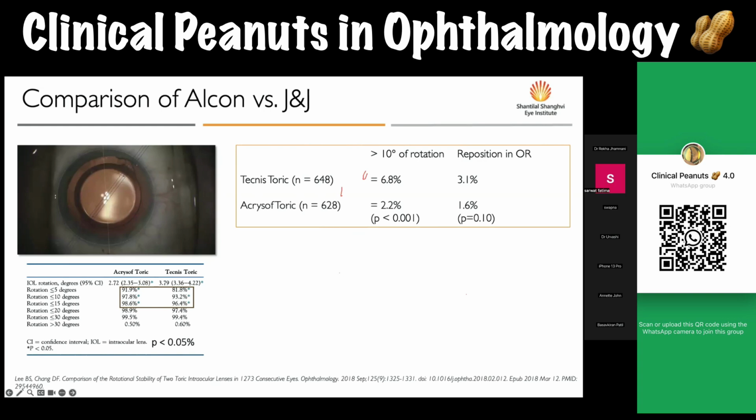And he interestingly found that more than 10 degrees of rotation, which is a significant amount of rotation, almost a third of your toricity lost, was almost 3 times higher in the Technis group as compared to the Acrysof group, which was statistically significant.